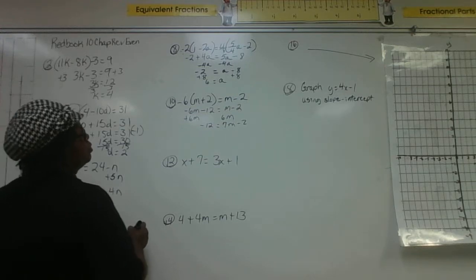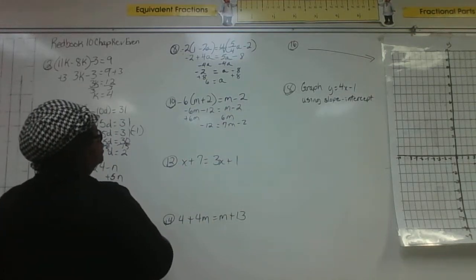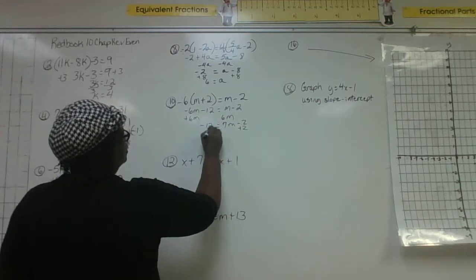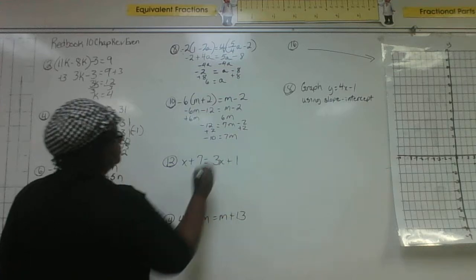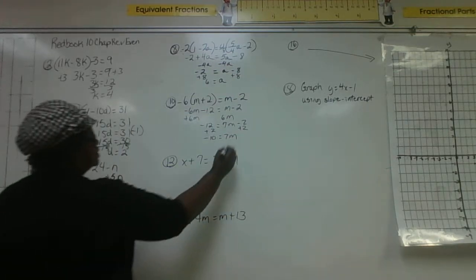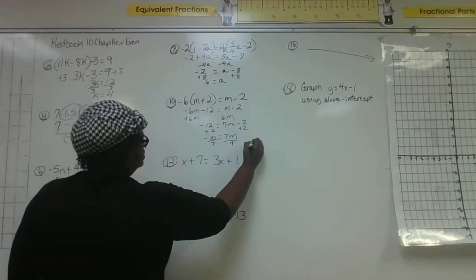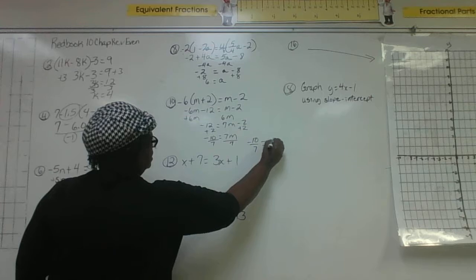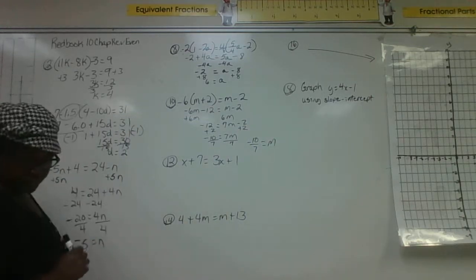Okay? Then we're going to move this 2 over. All right? And therefore, this is going to be plus 2, and we have a negative 10 is equal to 7m. Then, the last thing we're going to do is we're going to take the 7 from the m by dividing by 7, and so then our answer is negative 10 over 7 equals m. Okay? Now, let's take a look at number 12.